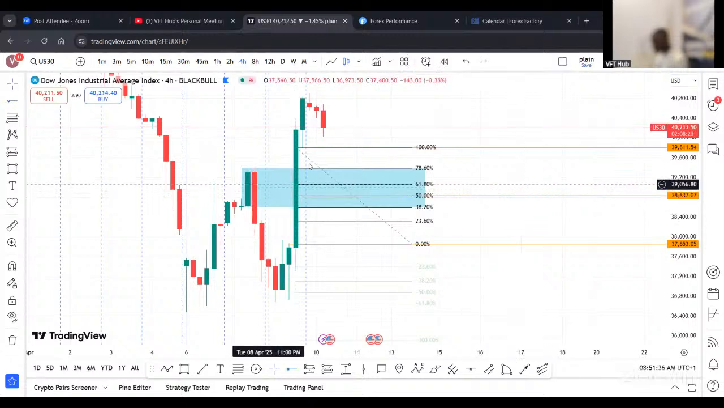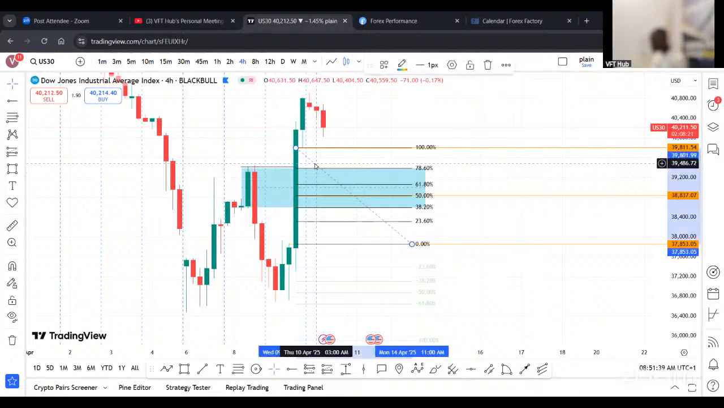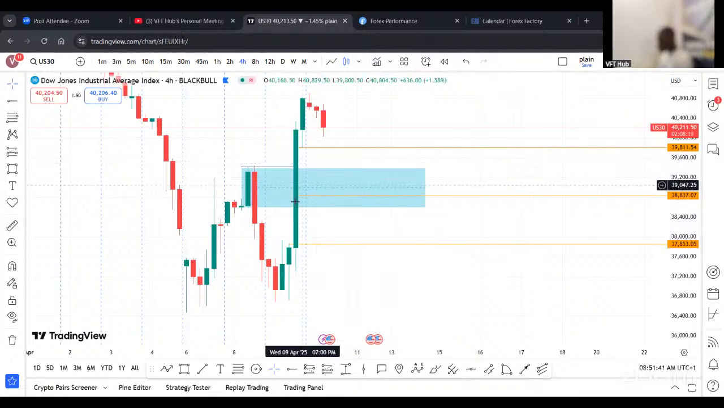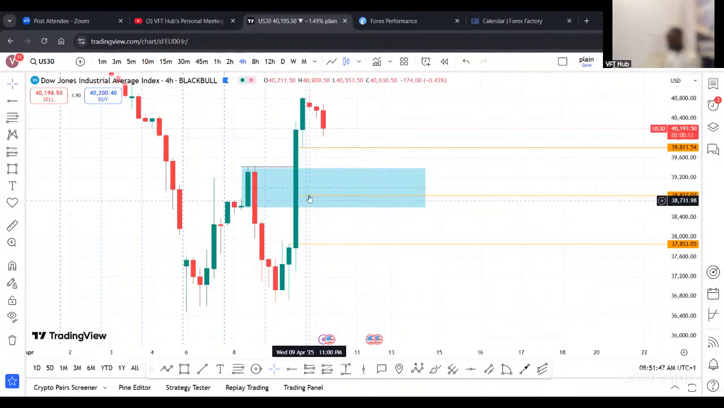Let me delete this Fibonacci. So price might come back to retest this 50% fair value gap. And of course, this will most likely have inducement. By the time we go to the 1-hour time frame, we're going to see some levels also to start buying from. But then I really want to think this is good.